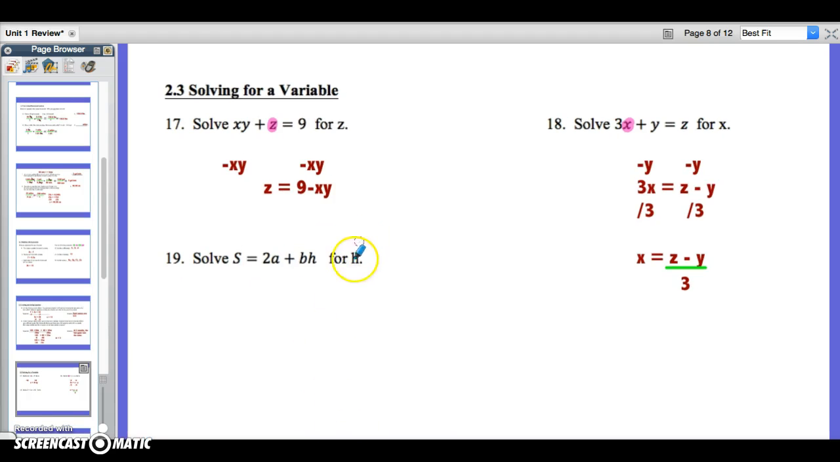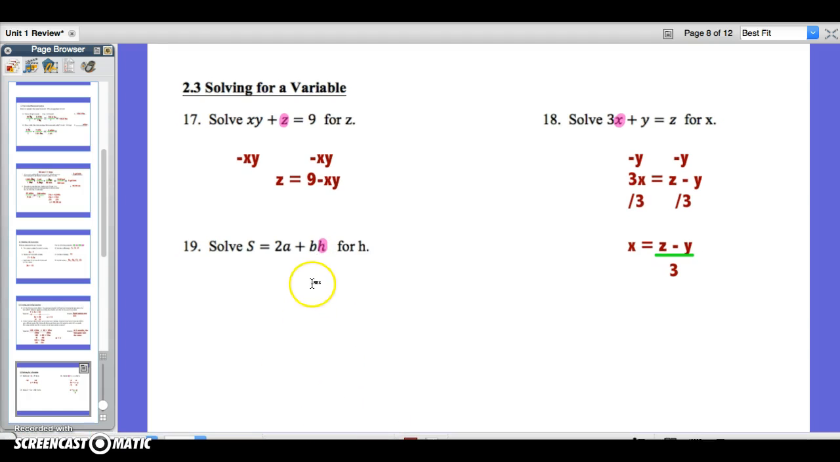Okay, last question. On this page, I'm going to solve for h. Because I'm solving for the h, I need to move the 2a first. So I'm going to subtract 2a from both sides because the 2a is positive. So subtraction is the inverse operation. So when I do that, I can't combine s and 2a. So I'm just going to say s minus 2a. Now that is equal to bh. I'm still trying to solve for the h, and now this b is tied to that by multiplication. So I need to divide both sides by b.